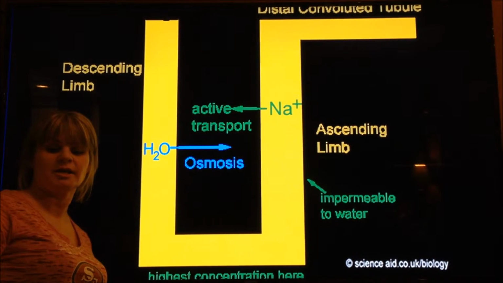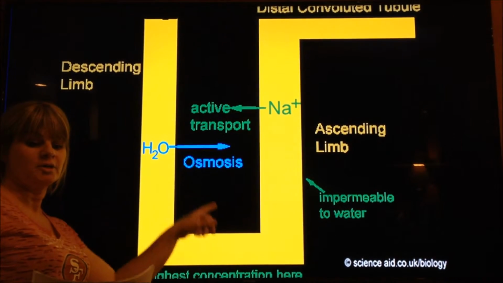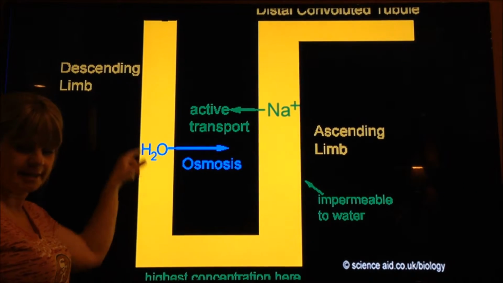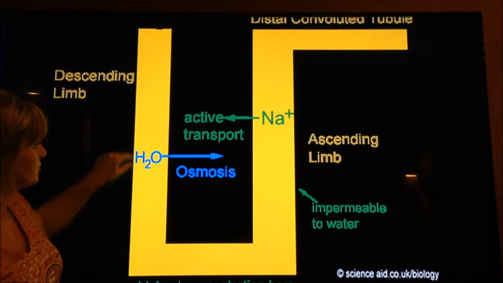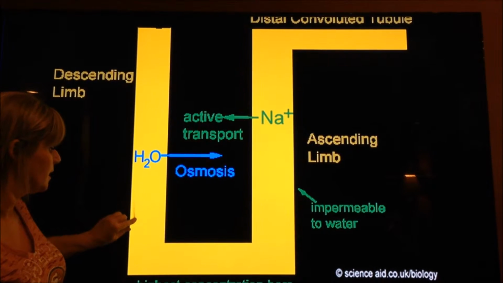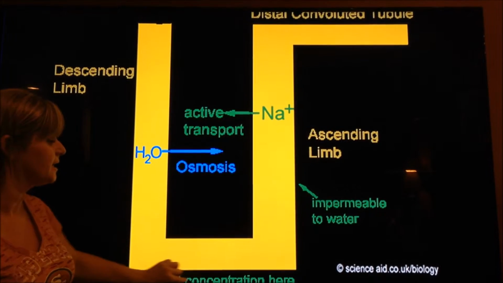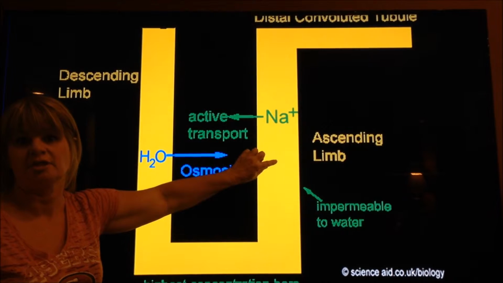The next section of the tubule is the section which has a hairpin loop, and it's called the loop of Henle. And the loop of Henle is responsible for the reabsorption of water in the beginning of the loop, which is descending, and then the ascending loop is responsible for the reabsorption of salt.